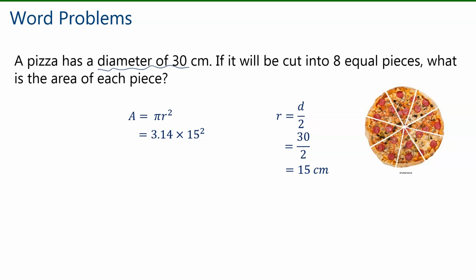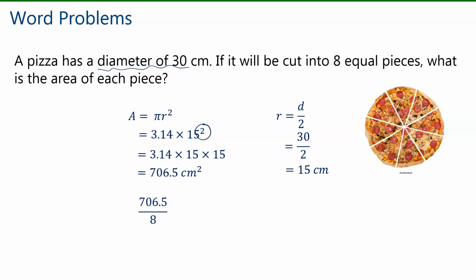You can enter that into your calculator as is if you can find the squared button on your calculator. So give that a try. If you can't find that button or you don't have it, you could also just enter 3.14 times 15 times 15. They're the same. Either way, you should get an answer of 706.5 square centimeters. Now, as I mentioned, that is the area of the whole pizza.